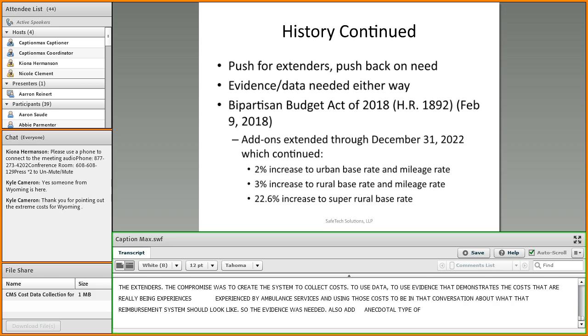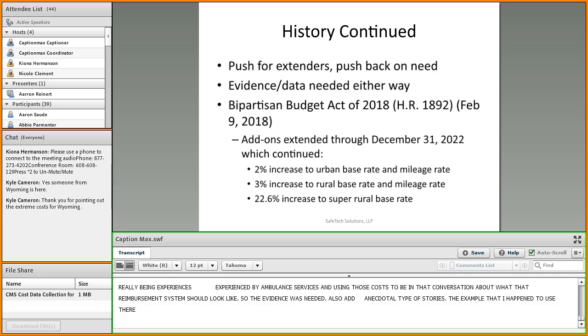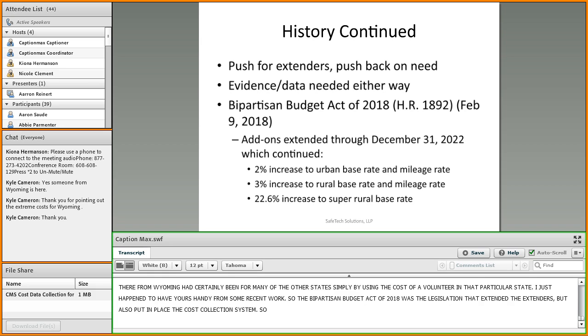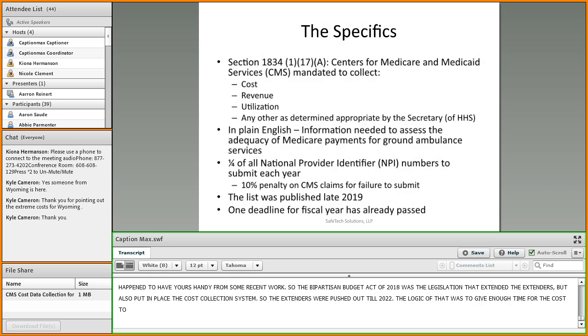The compromise was to create this system to collect costs, to use data, to use evidence to demonstrate the costs that are really being experienced by ambulance services, and then using those costs, be able to begin that conversation about what the reimbursement system should look like. So the evidence was needed. Lots of anecdotal stories, but where's really the proof? And the example that I happened to use there from Wyoming could certainly have been from any of the other states simply by using the cost of a volunteer in that particular state. Just happened, Kyle, to have yours handy for some recent work.